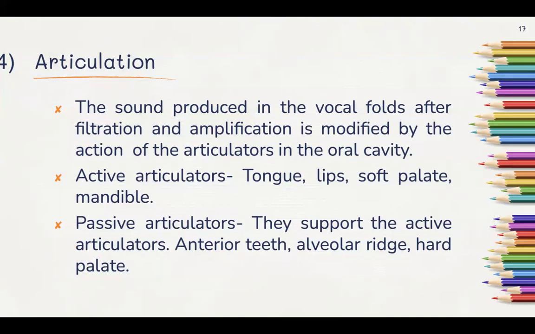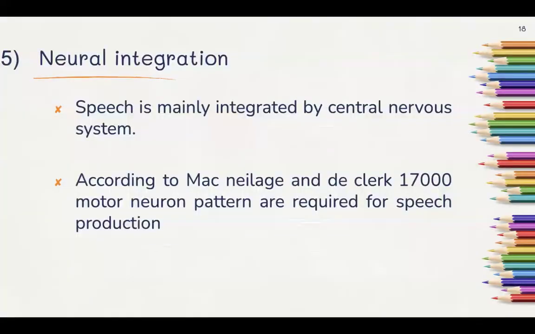And there are active articulators and passive articulators. Active articulators are the tongue, the lips, soft palate, and the mandible, while the passive ones are the teeth, the alveolar ridge, and the hard palate. So you can see how the teeth, the ridges, and the palate come into the fray. Now, that is the importance of complete dentures and how they affect phonation.